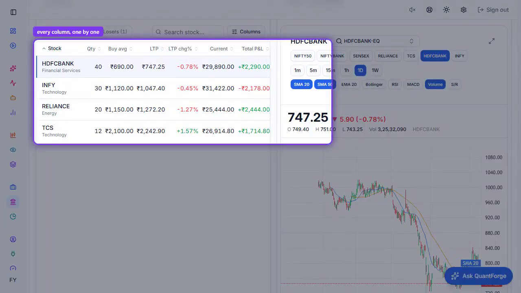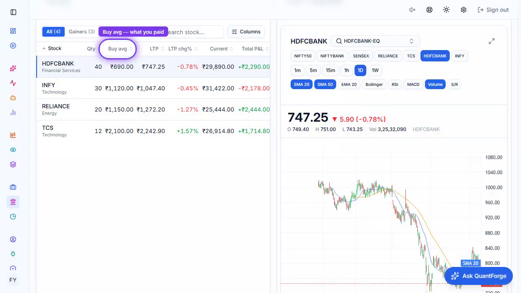Take me through these columns one by one. Buy average is what you told us you paid. LTP is the last traded price, right now. LTP change percent is how much the stock has moved today. Current is quantity times LTP, what the holding is worth today. Total P&L is current minus what you invested. And P&L percent is that same profit as a percentage of your money.